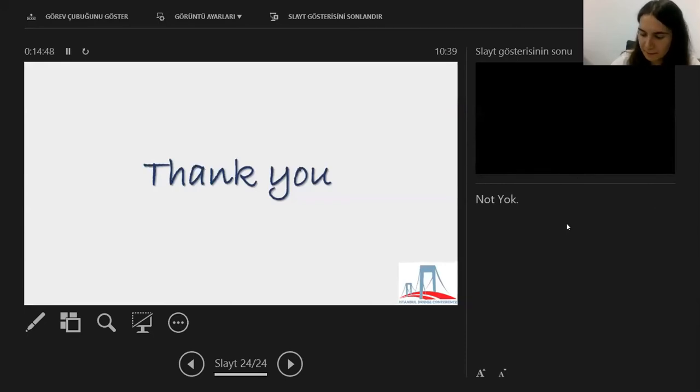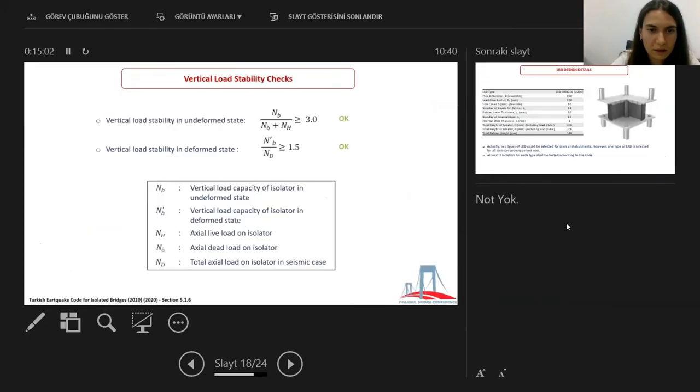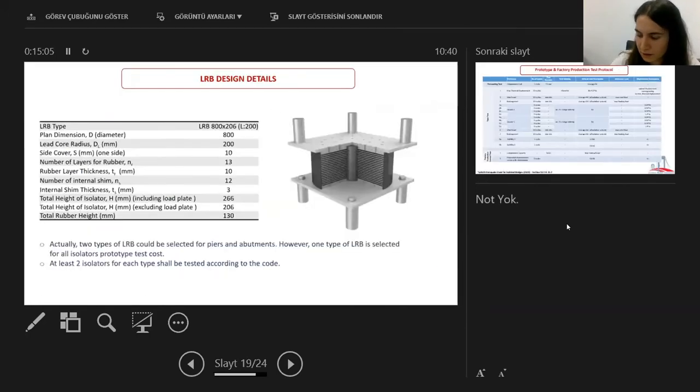Okay. About the design, somewhere you said that the lead core has a 200 millimeter diameter. Back to the radius, the diameter of the bearing is 800 millimeters. Do you think this is a good ratio? Because I remember seeing less core radius before. Do you think this is due to the new code requirements, or do you think it is just the usual design? Because your ratio is about 25% of the diameter.